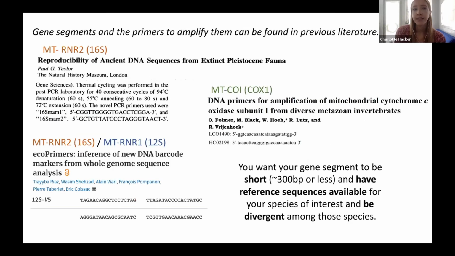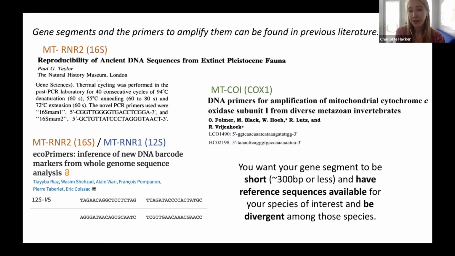And a lot of these gene segments, as well as the primers to amplify them, can be found in previous literature. So a lot of the legwork has already been done. You can pick different markers that you think will work best for your particular application just by looking at previous literature. So for example, 16S or 12S and COX-1, those are all ones that have been applied in previous studies that you could potentially also use for your own work.